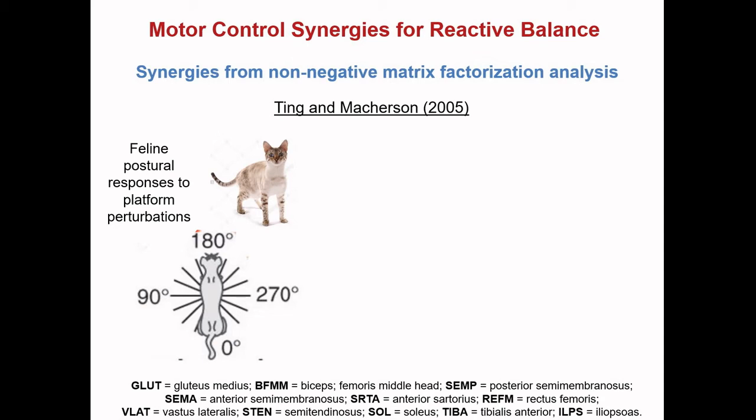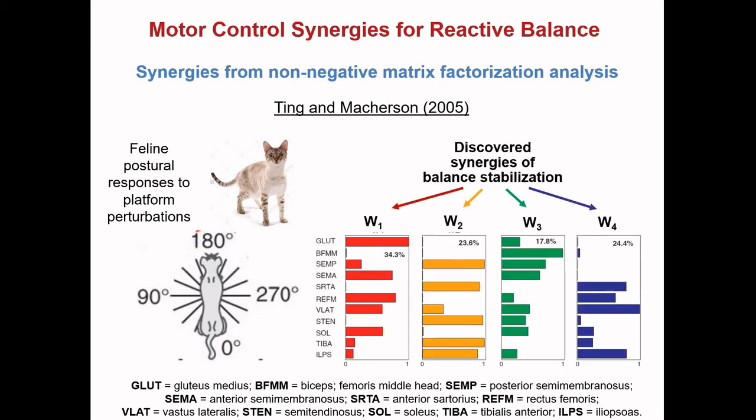We're going to be looking at a study of cat balance because it provides the easiest way to understand the theory. The lessons that we'll learn from this data have been shown to apply to human balance, although we won't review the application of non-negative matrix factorization to human balance in this class because it's a lot more difficult to understand. The analysis of the responses of the 12 different muscles during the 16 different directions of perturbation revealed 4 different synergies.